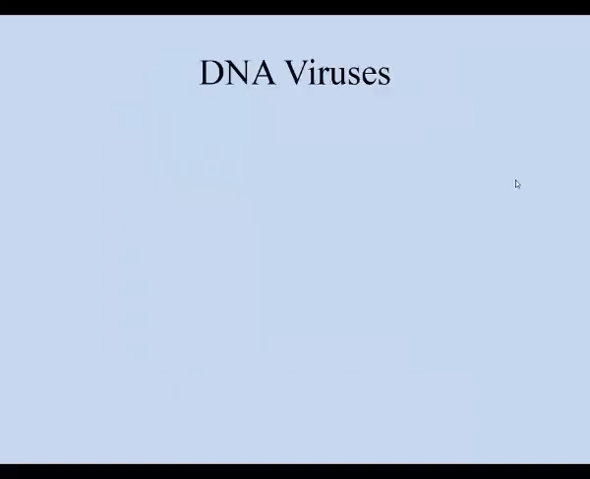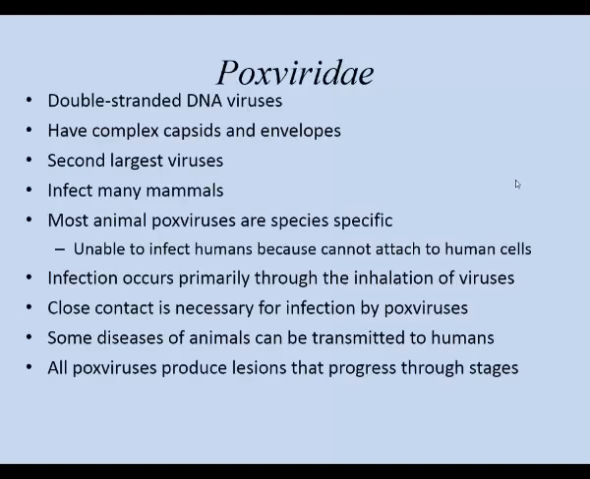Now we're going to look at DNA viruses, and so we're looking at the poxviridae. This, the first one, is going to be a double-stranded DNA virus, and they have complex capsids and envelopes. Capsids are the coating of protein around the genetic material, the DNA, and the envelope is the lipid coating around that capsid. Now remember, we talked about the difference between enveloped and non-enveloped viruses, and we know that the non-enveloped are a little more difficult to get rid of.